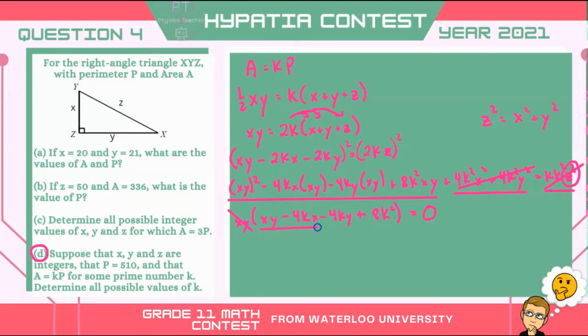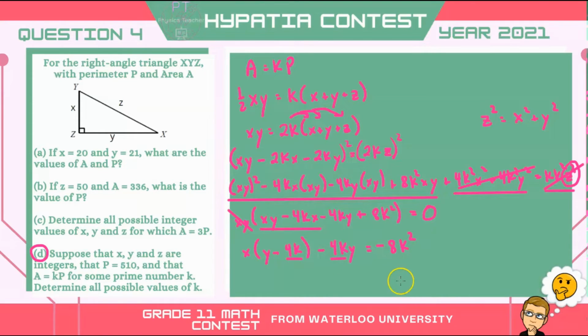Now in our first two terms, I can pull out x as a common factor, so we'll have x times (y minus 4k). And then I still have this minus 4ky. And I'm going to bring this 8k squared to the other side of the equation, so we'll have minus 8k squared. Now here we have a 4k and a 4k.